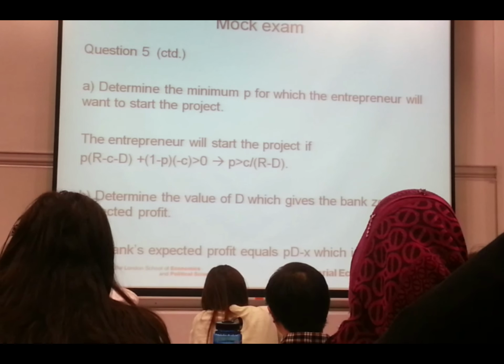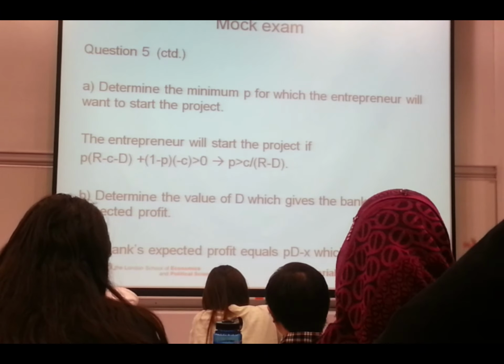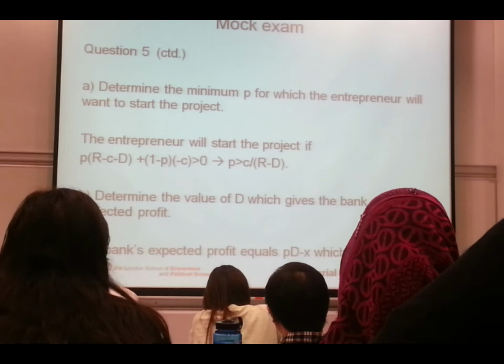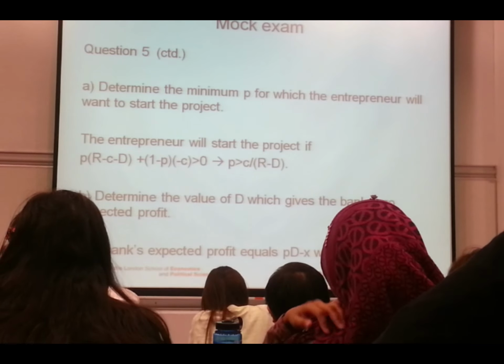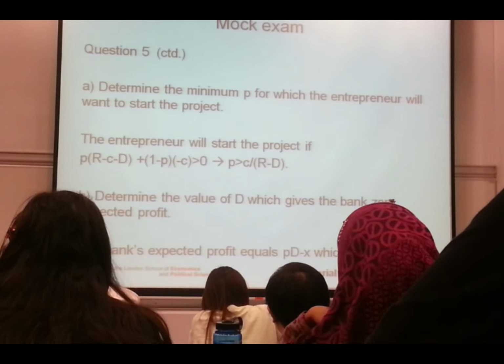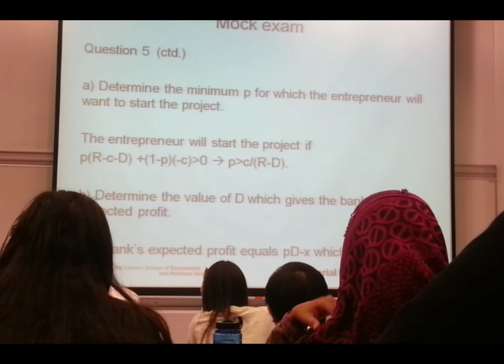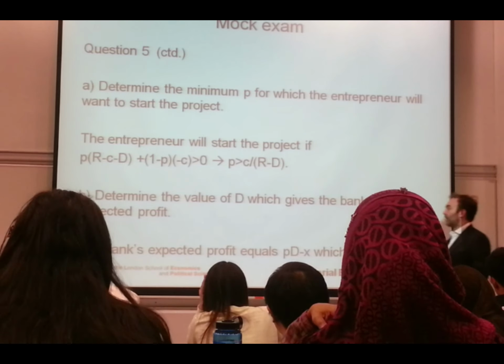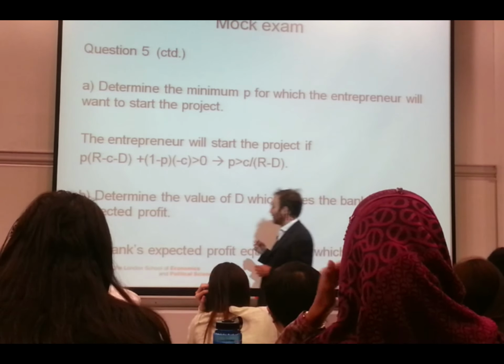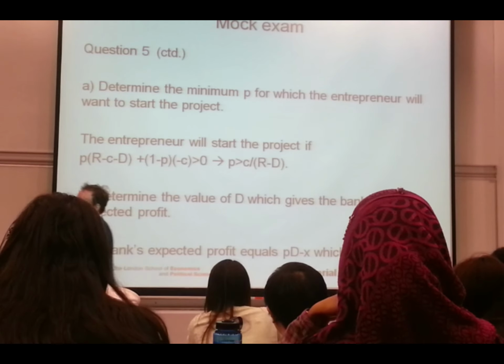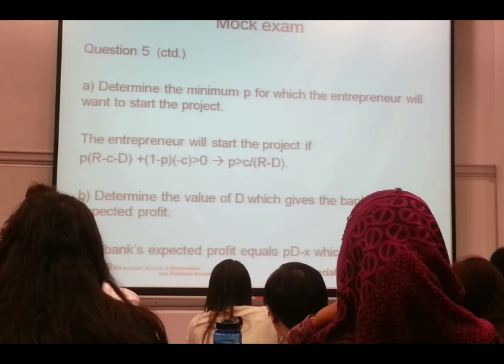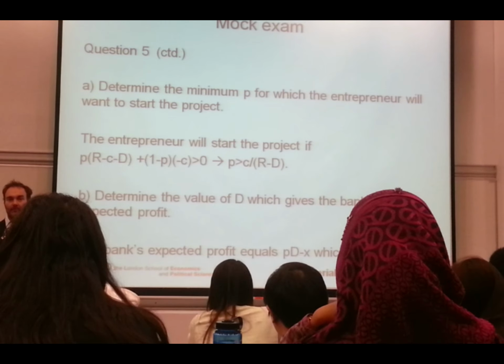So they always pay out the loan, and in a proportion P of cases, they're going to get back the repayment of D. And so if you set that equal to 0, then for the bank's value of D, the repayment, P is going to be equal to X divided by D.